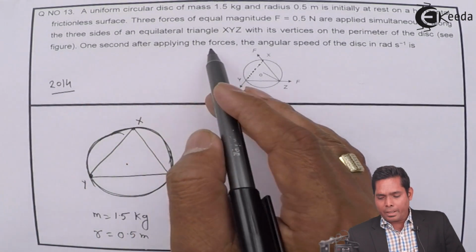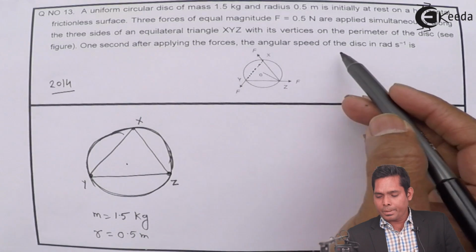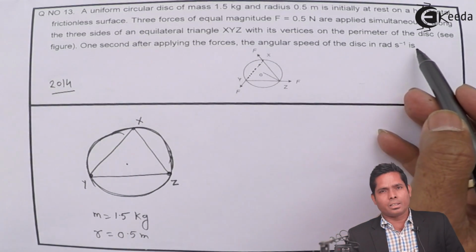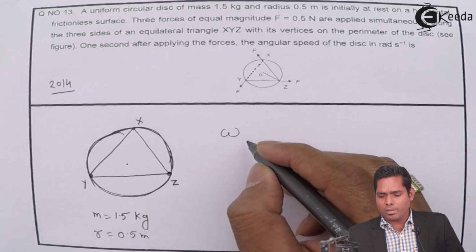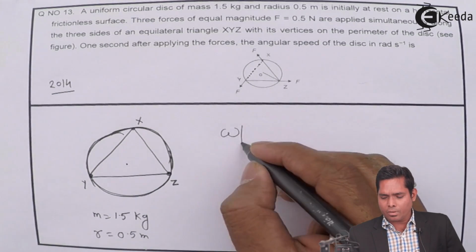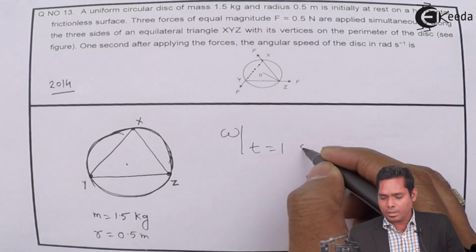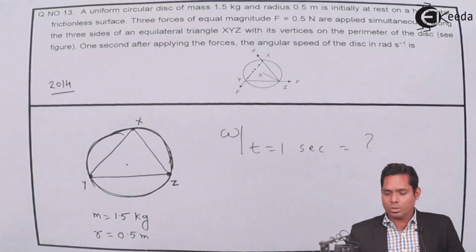One second after applying the forces, the angular speed of the disc in radian per second is. So you have to find the angular speed or angular velocity of the disc after time t equals 1 second. This is the question.